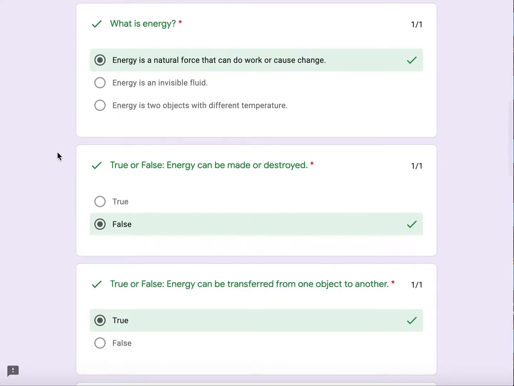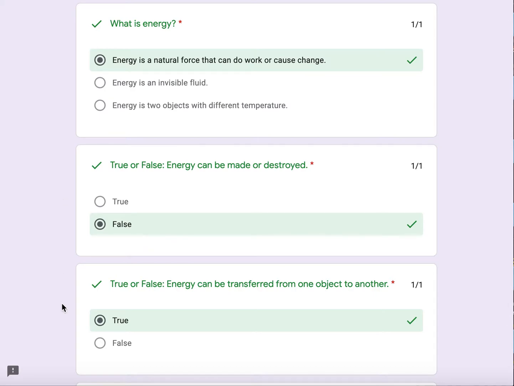First question, what is energy? Energy is a natural force that does work and causes change. True or false, energy can be made or destroyed, and that is false. Energy cannot be made or destroyed, and that is part of conservation of energy.